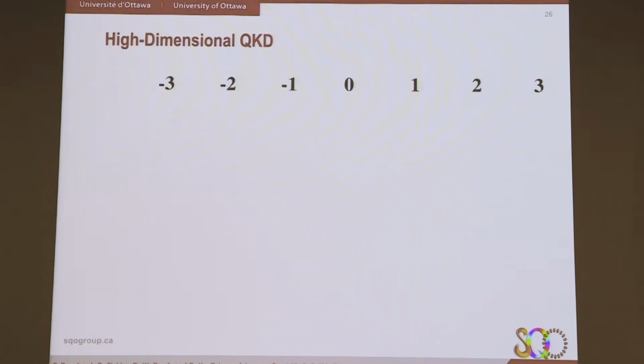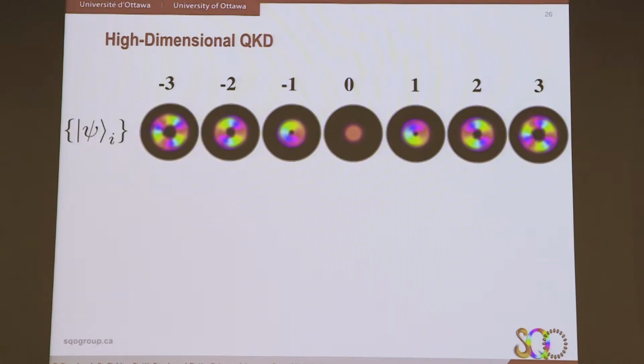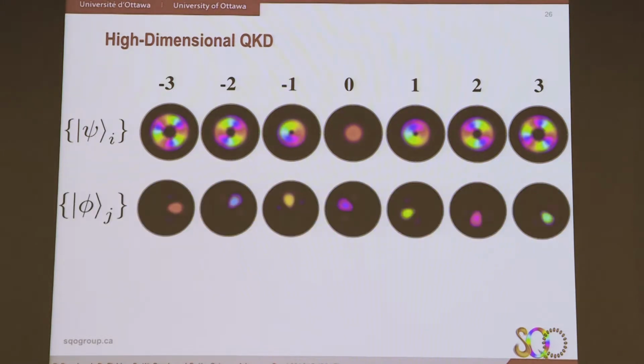So usually what they do, in our case, which is high-dimensional quantum key distribution, we have a basis, which we call psi. It looks like momentum base. And you can choose these bases in such a way that you can encode information of, let's say, -3, -2, or 3. And the other base is x. So you have momentum and you have position.